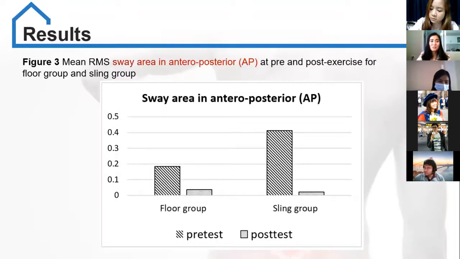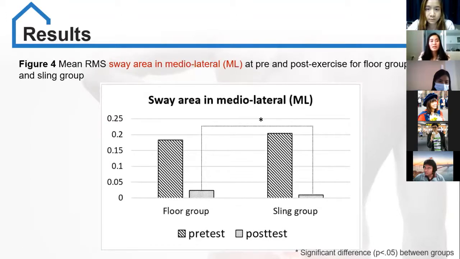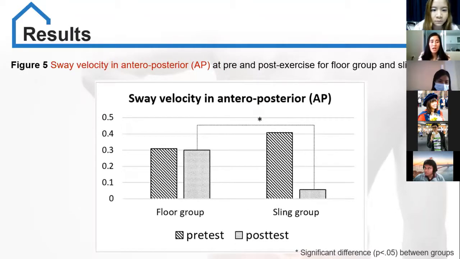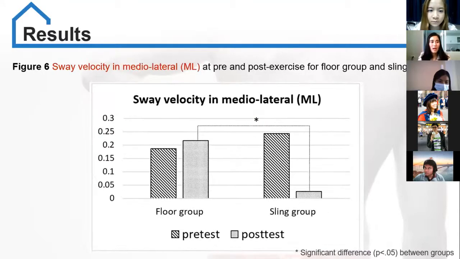When comparing between groups after exercise, the results show no significant difference between both groups in sway area in AP variation. On the other hand, for sway area in ML variation and sway velocity in AP as well as ML variation, the results show a significant difference between groups, and the sling group showed more decrease in postural sway than the floor group.